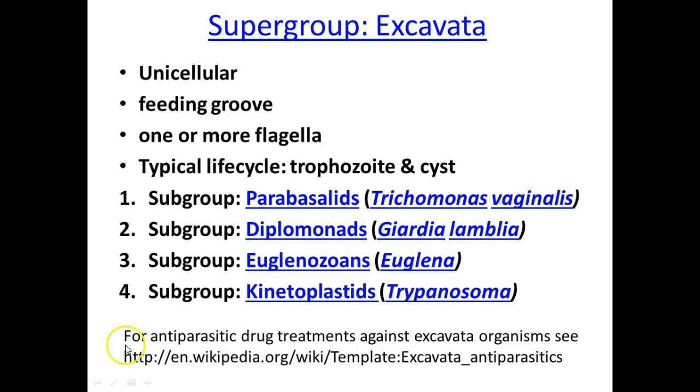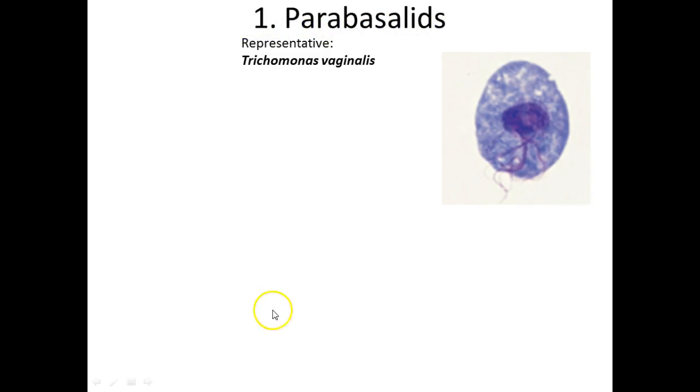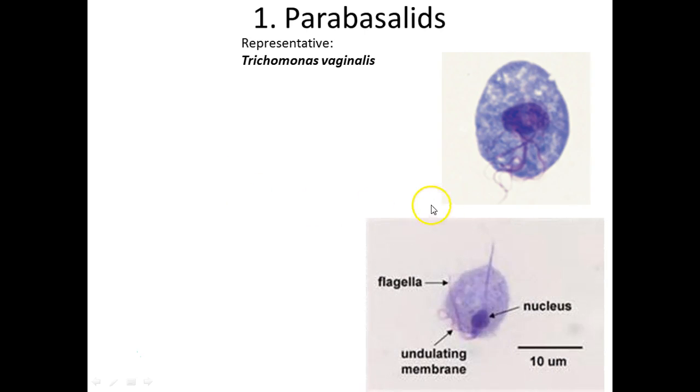And so these are all parasites, though, except for Euglena, that if you got infected with them, you would have to take antiparasitic drugs. So Trichomonas vaginalis, as you can tell by the name, women probably want to avoid this one because it can infect the vagina, as the name implies.